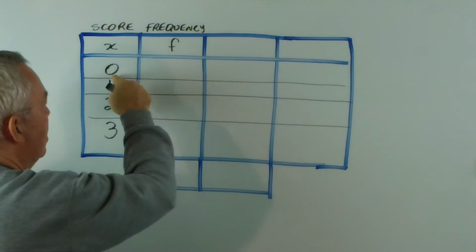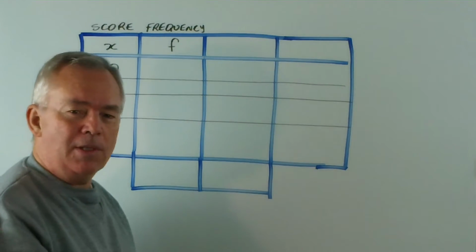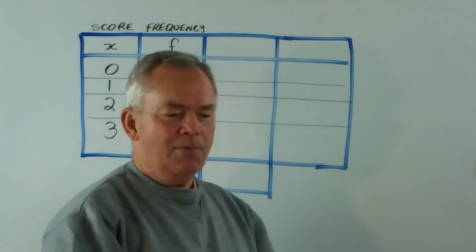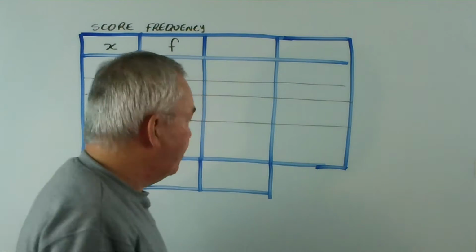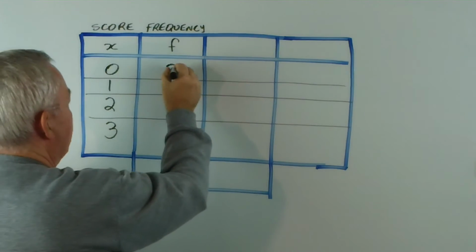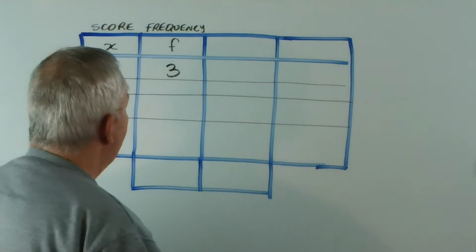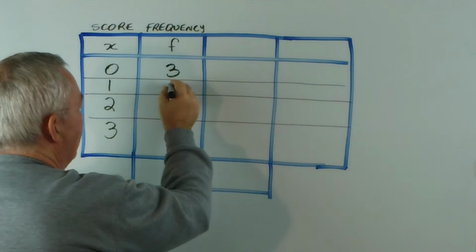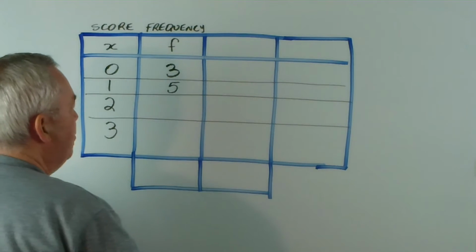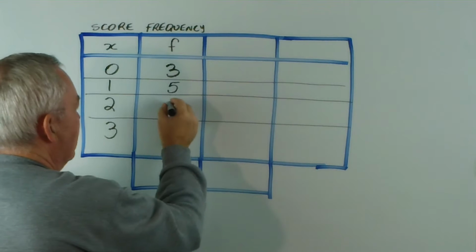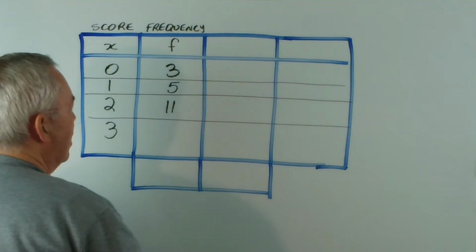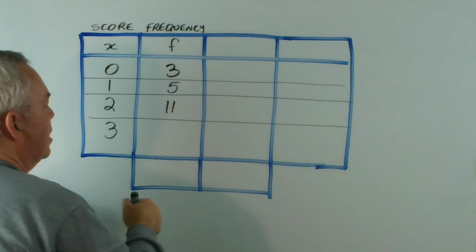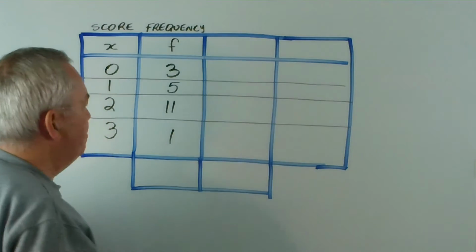Now, the frequency would be the number of children that respond. So if I say, put your hand up please if you have no pets at home. Let's imagine 3 children say that. Put up your hand if you have 1 pet. Let's imagine we have, let's keep the figures fairly small, 5. 2 pets, let's say there are 11. And for 3 pets, let's make it really simple and say 1.